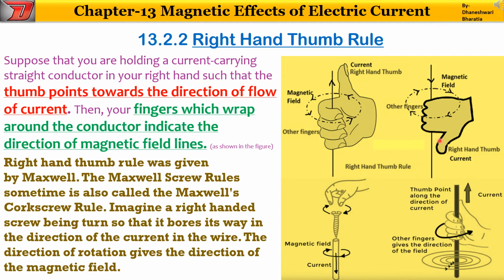This rule was given by Maxwell, and that is why this rule is also known as Maxwell's corkscrew rule. Now here you can see that similarly that person is holding the conductor in the right hand. Similarly, with the usage of the right hand only, a screw is inserted into some furniture or wherever, right? So you just have to imagine that the right handed screw is being turned so that it bores its way in the direction of the current.